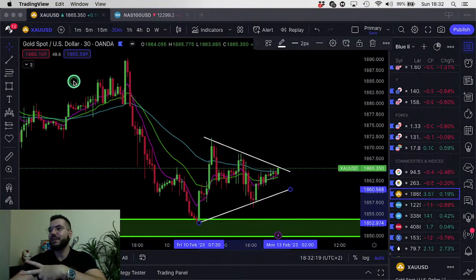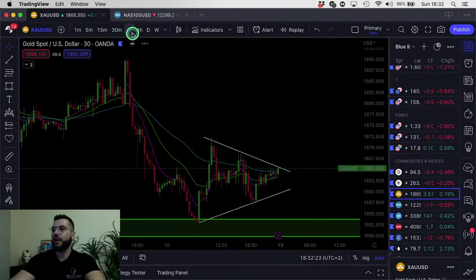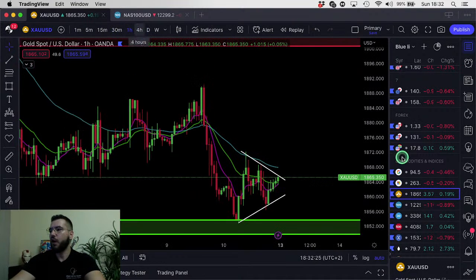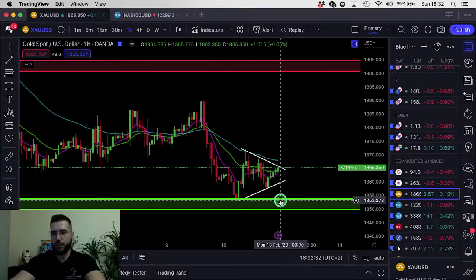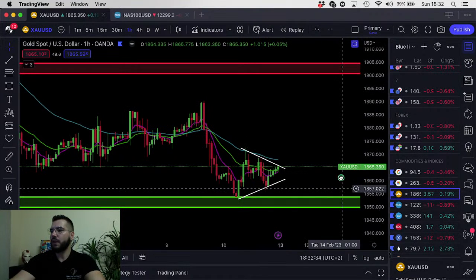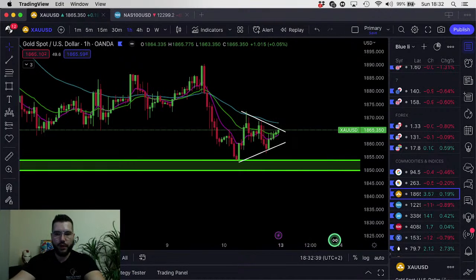If this, however, doesn't happen and this pennant breaks to the bottom, I would wait for a clear break of our support level, which is this 1850 that we spoke about. And once that 1850 level has been broken, then obviously we're going to look for sells.